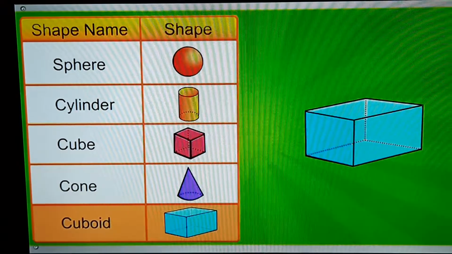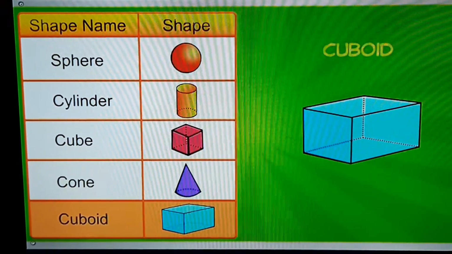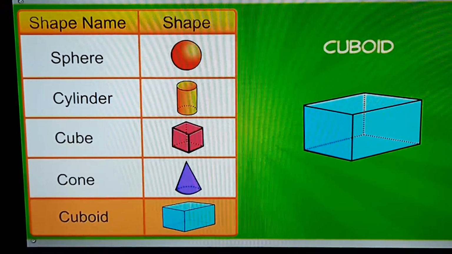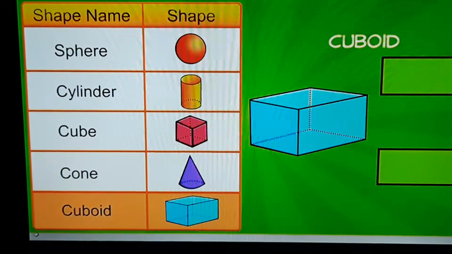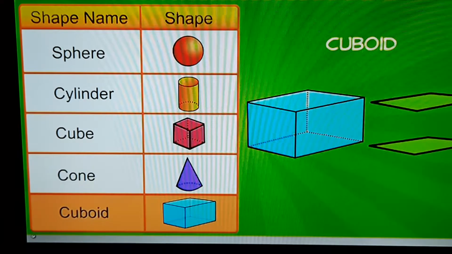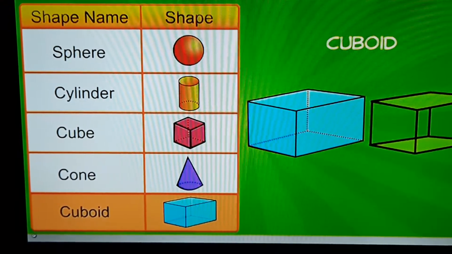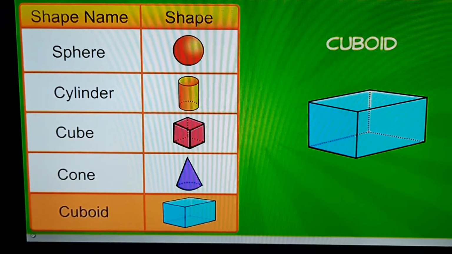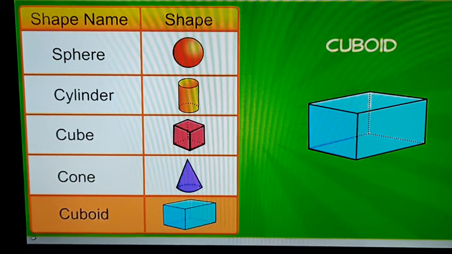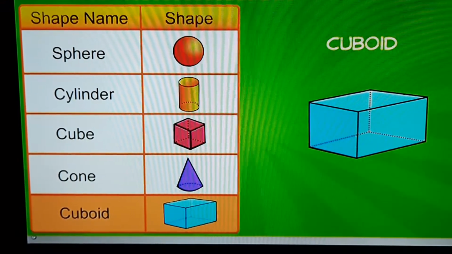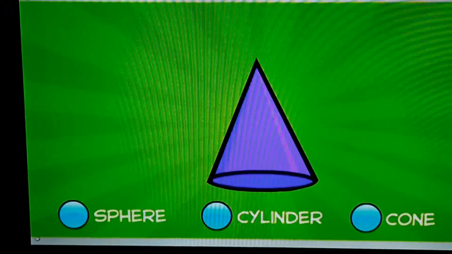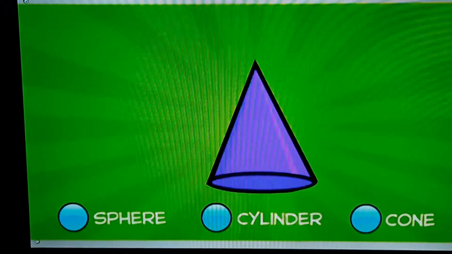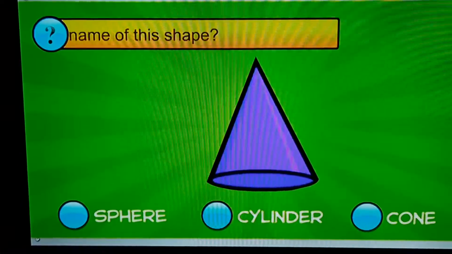And this shape is called cuboid. You can make a cuboid by keeping two rectangles, one above the other, and joining the corners. This looks somewhat similar to a cube, isn't it? Let us see if we can recollect the names of these shapes.